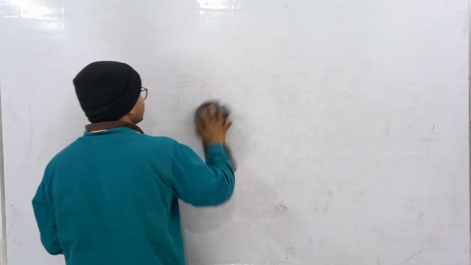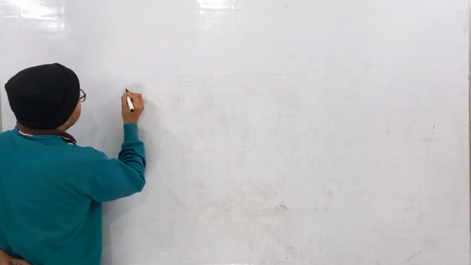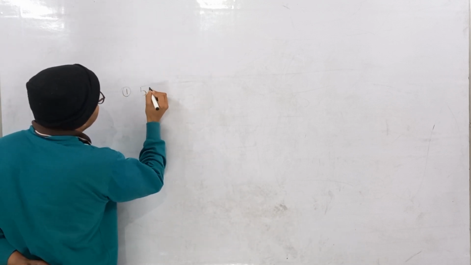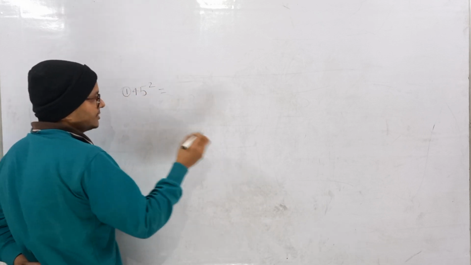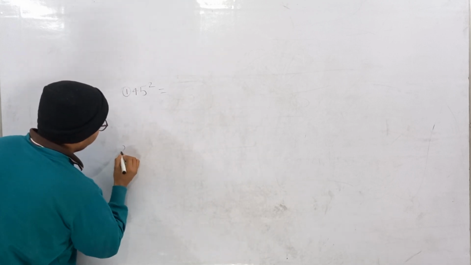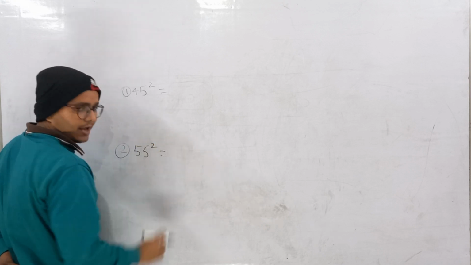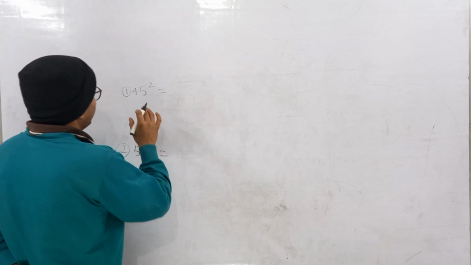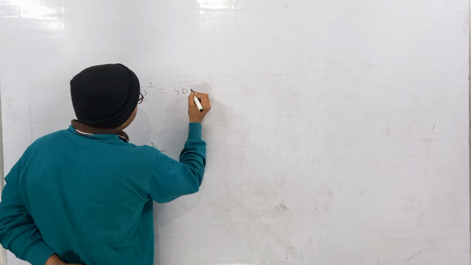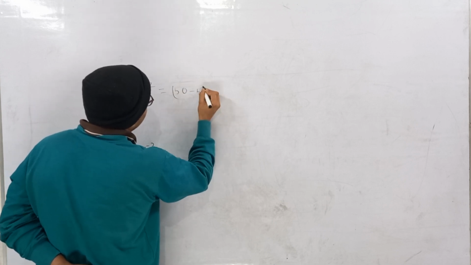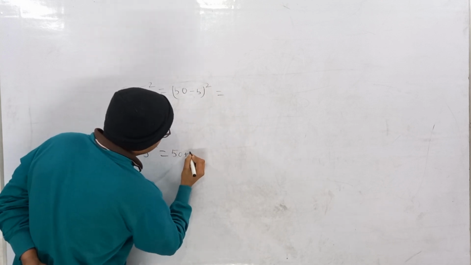Now I want to explain, suppose you have to find a square. I will give you two examples. First, suppose we have to find 45 square. And another example: second, suppose 55 square. Here I will take the base of 50. So 50 minus 5 whole square, and here 50 plus 5 whole square.